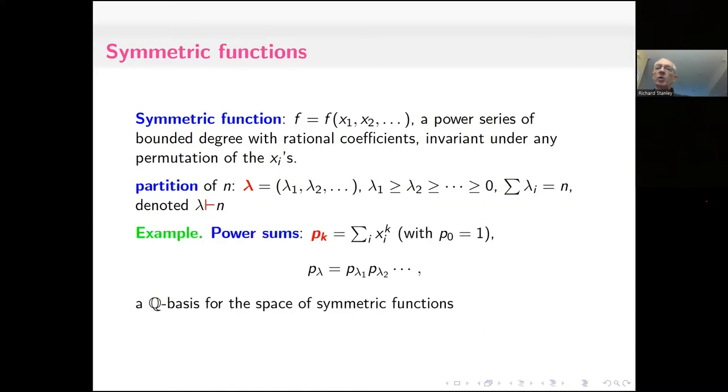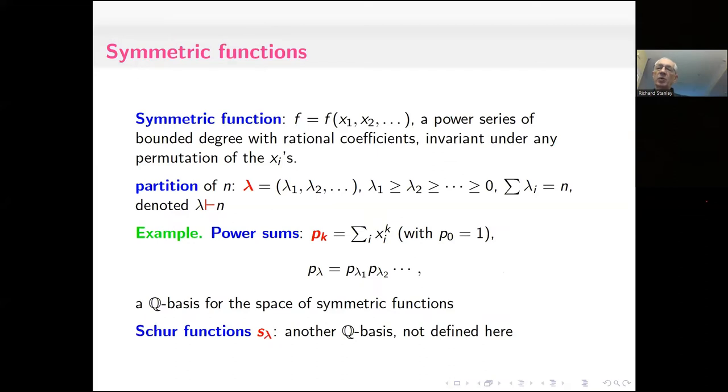So I'm going to be interested here in only two bases for symmetric functions. Well, the main one is going to be the power sum symmetric functions. Pk is the sum of the kth powers of the variables, where we set p0 equal to 1. And for any partition lambda, p lambda is p lambda 1, p lambda 2, et cetera, well known to be a Q basis for symmetric functions.